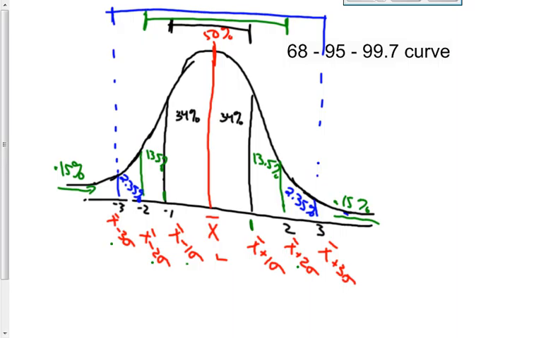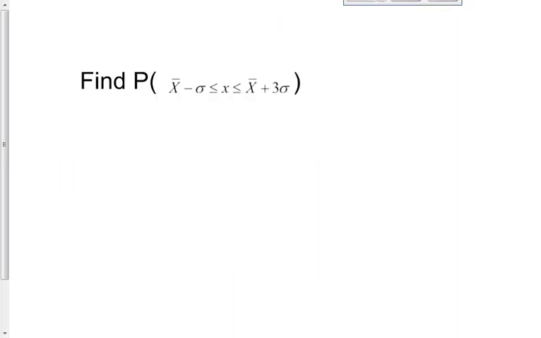Now, how are you going to use this curve? The book is going to give you questions that are going to look like this. Now remember, P stands for probability. What's the probability that, if you recognize this notation, this is a betweenness.